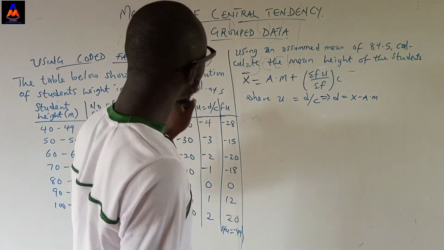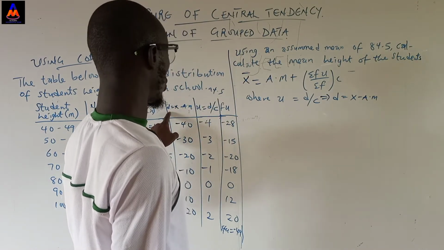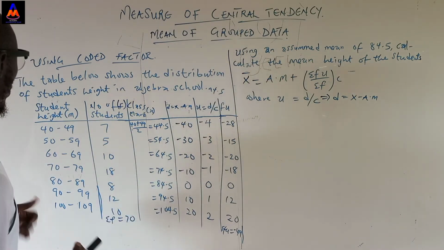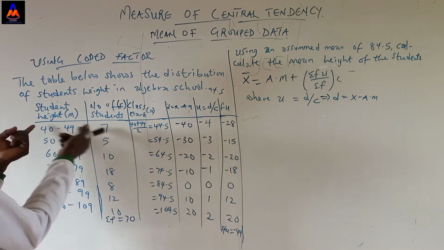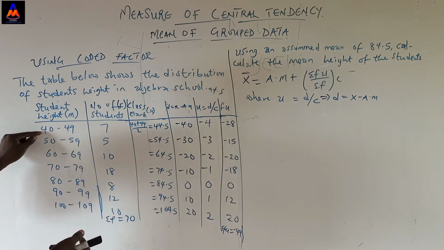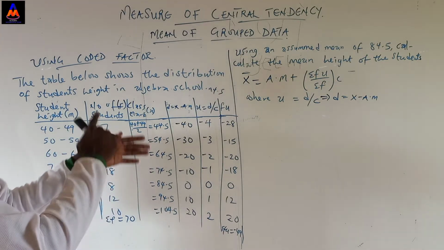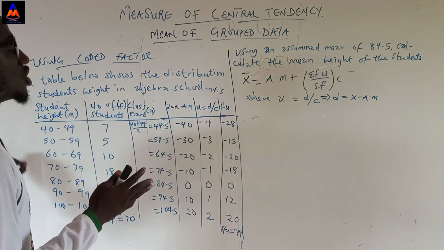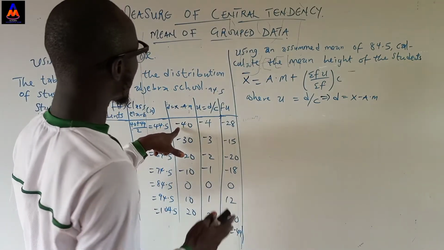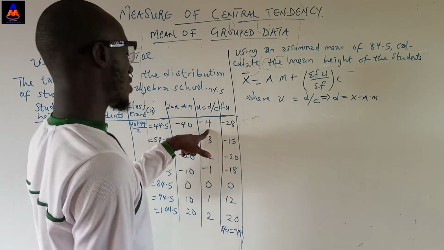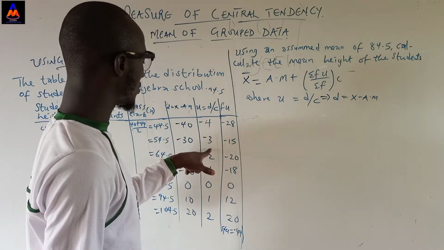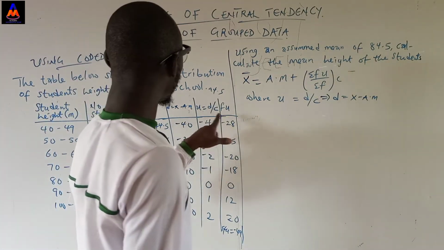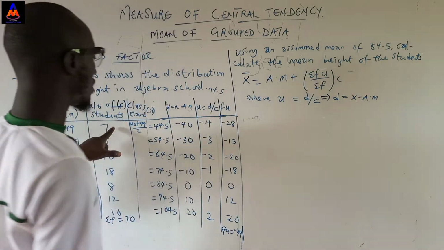Then we get our U, which is the ratio of our deviation, this column, divided by our class width. I've explained class width to you in our previous lecture. Class width is the number of members in each interval. Here we have 40, 41, 42, 43, 44, 45, 46, 47, 48, 49. That means there are 10 members in each interval. That is, we are dividing minus 40 by 10, that's minus 4. Minus 30 divided by 10, that's minus 3. This is going to be minus 2, and so on and so forth. That's what we did. Then the FU is the product of our U and the frequency.